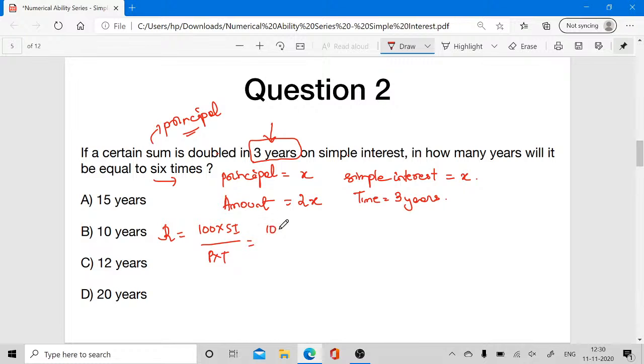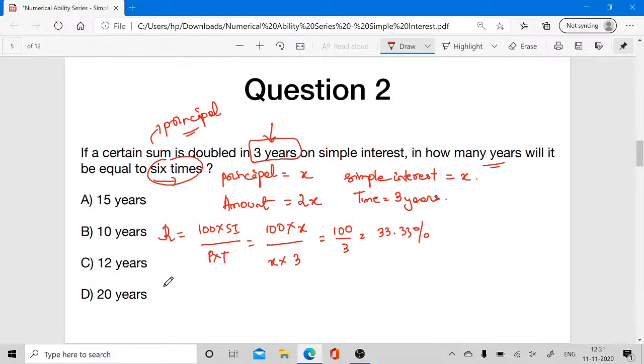So it is 100 into simple interest x, divided by principal x into time 3. So this is 100 by 3, which is nothing but 33.33%. Yes or no? What have they told me to find? In how many years will it be 6 times?